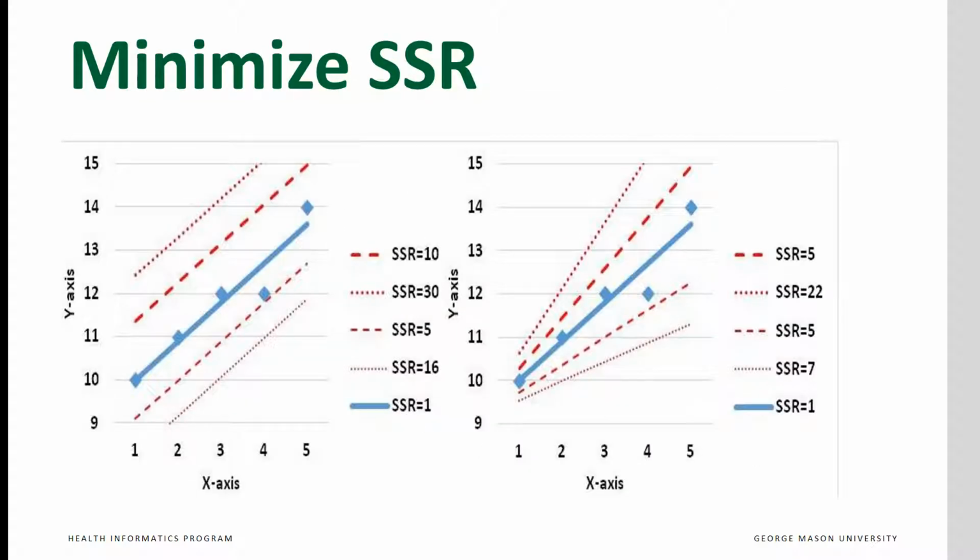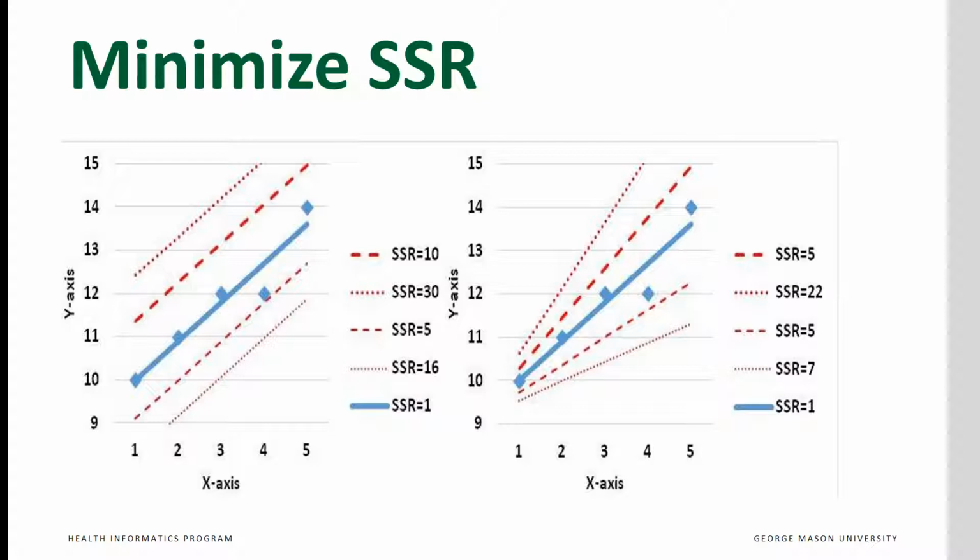Different lines will have different sum of squared residuals. The objective of regression analysis is to choose regression parameters so that the line has the minimum sum of squared residuals. The 5 lines on the left show the sum of squared residuals associated with lines that have different intercepts but same slope. The one with the lowest sum is the solid blue line, and this is in fact the regression line.